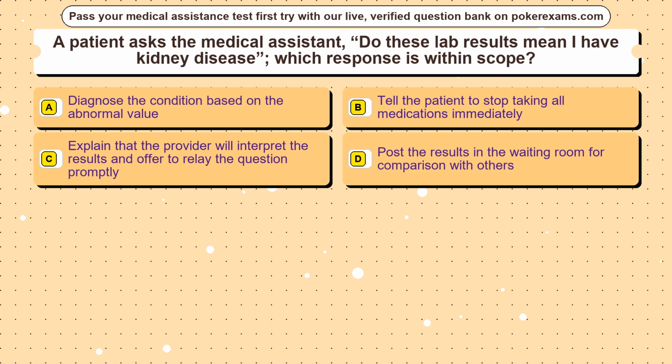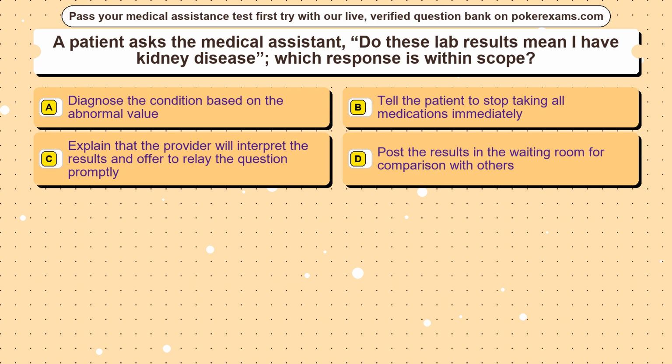Question 40. A patient asks the medical assistant, "Do these lab results mean I have kidney disease?" Which response is within scope? Option A. Diagnose the condition based on the abnormal value. Option B. Tell the patient to stop taking all medications immediately. Option C.